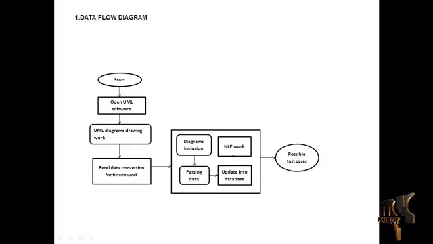Let's see the data flow diagram. First we start our process, then go to open the UML software, then the UML diagram drawing work. Then the next state is the Excel data being converted. Then we go to the diagram inclusion. When adding the diagrams, then go to parsing data. When the parsing data is updated into the database, then go to the NLP work. Then go to the possible test cases when we test our process.